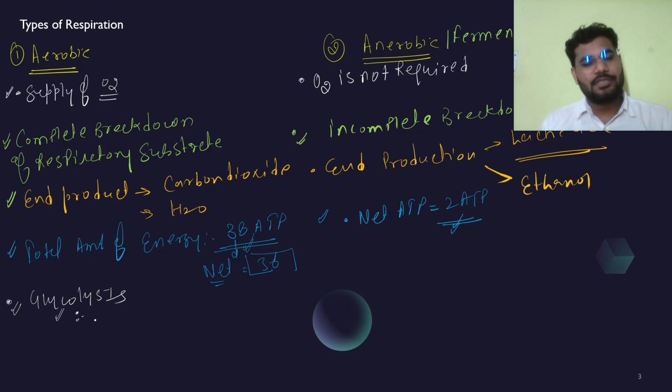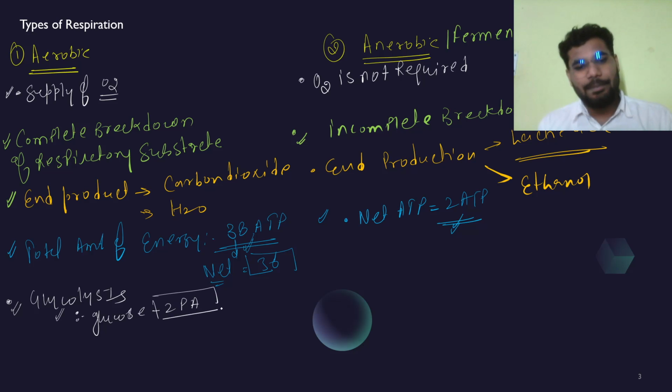So it involves the breakdown of glucose into two molecules of pyruvic acid. Pyruvic acid is a 3-carbon compound and glucose is a 6-carbon compound. Now this pyruvic acid converts in another reaction that is called the link reaction.